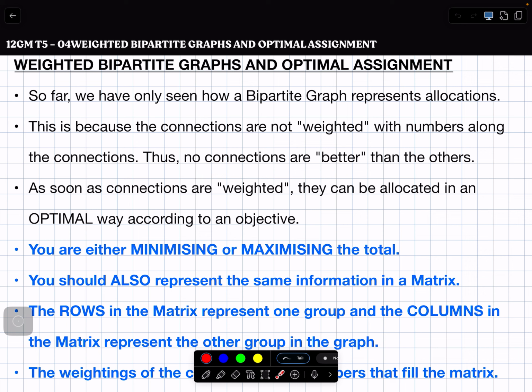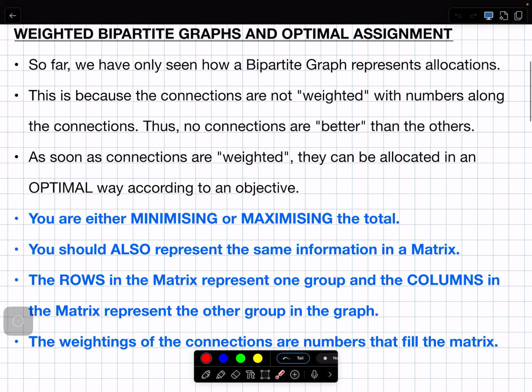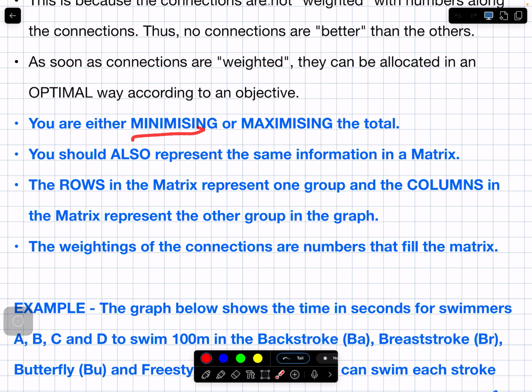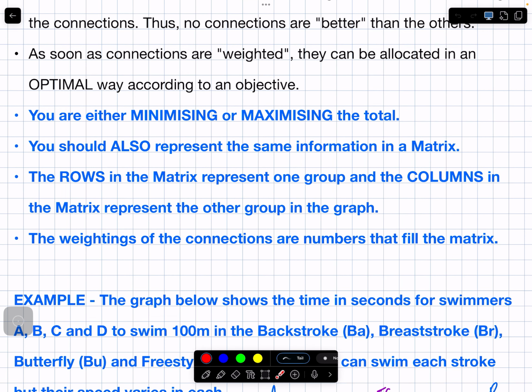As soon as we weight the connections, when there's a number there, we can allocate them in an optimal way according to a particular objective. So in Year 12 General Maths, we're either going to minimize or maximize the total numbers. You should also represent the same info in a matrix.